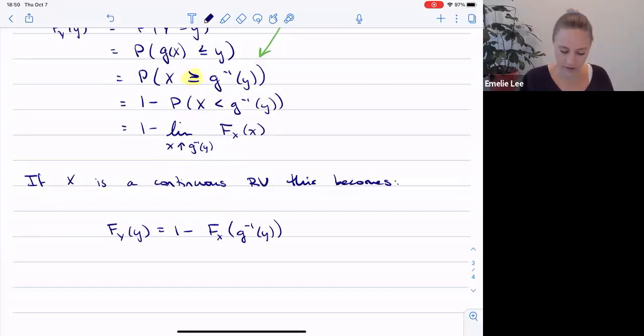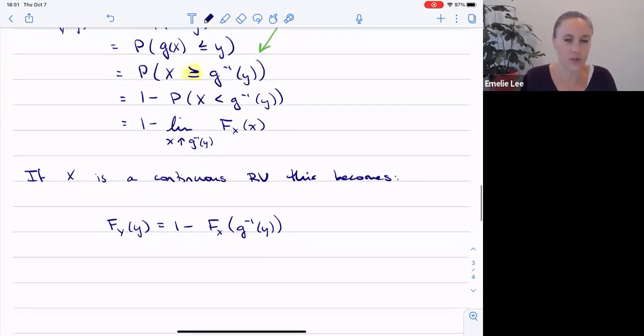Good. So now we've seen transformations of the PMF, and we've seen transformations of the CDF, the cumulative distribution function, for discrete random variables, and that's when we would use the limit here, because then we might have steps to deal with. Or if we have a continuous random variable, then we can just evaluate the CDF.